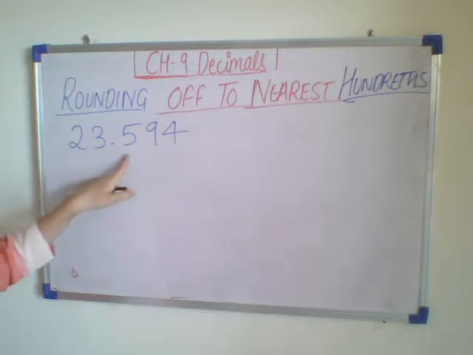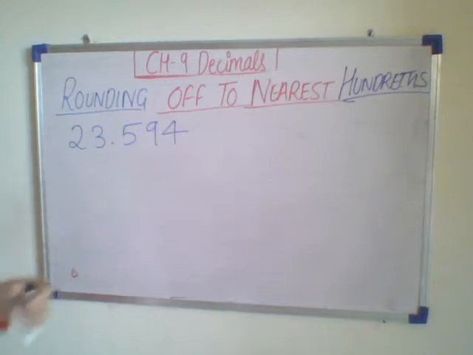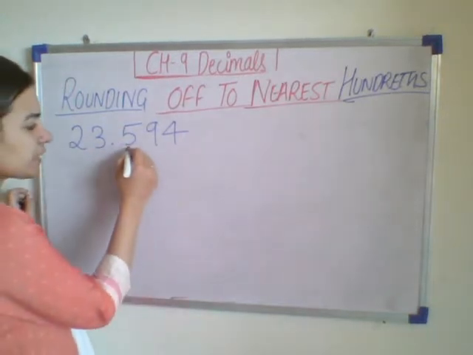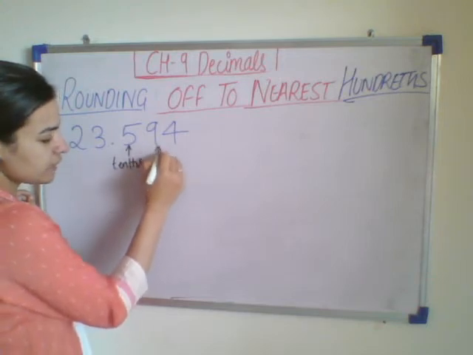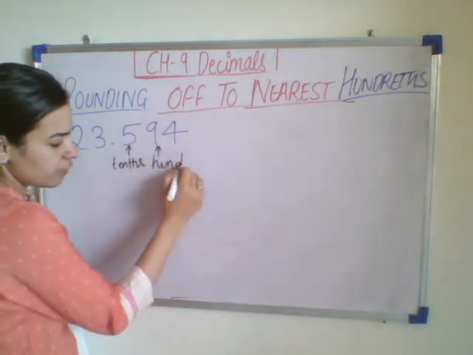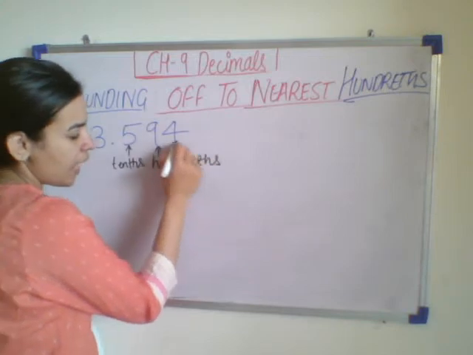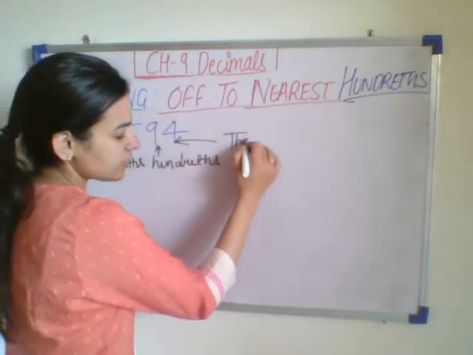Now to round off to the nearest 100th, we examine the digit to the right of the digit at the 100th place, that is the 1000th place. Now which place is this? This is 10th. This is 100th. And this is the thousands.